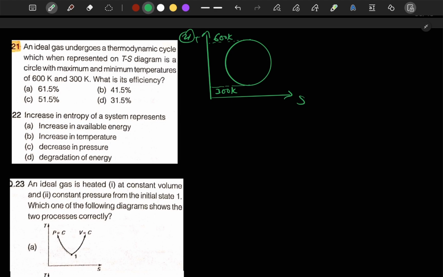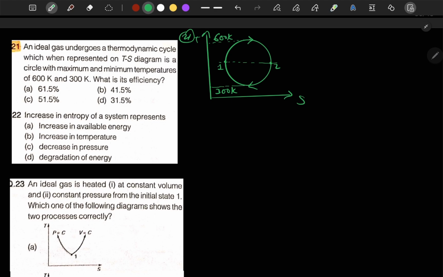So this is a cycle. Since it is clockwise, it will be work producing. Let's consider this is point 1 and this is our point 2. So process 1 to 2 is this half semicircle and process 2 to 1 is this second semicircle.